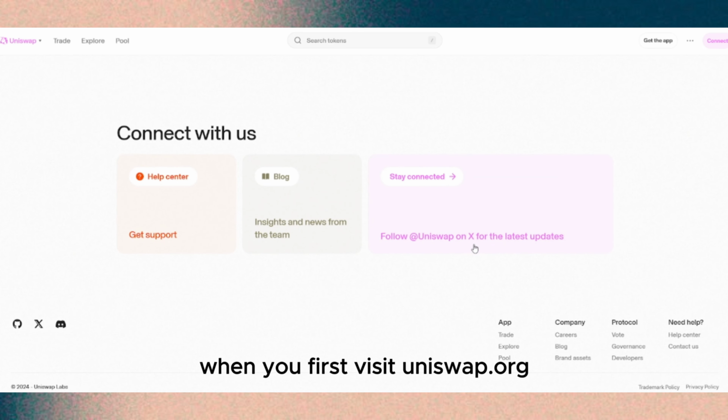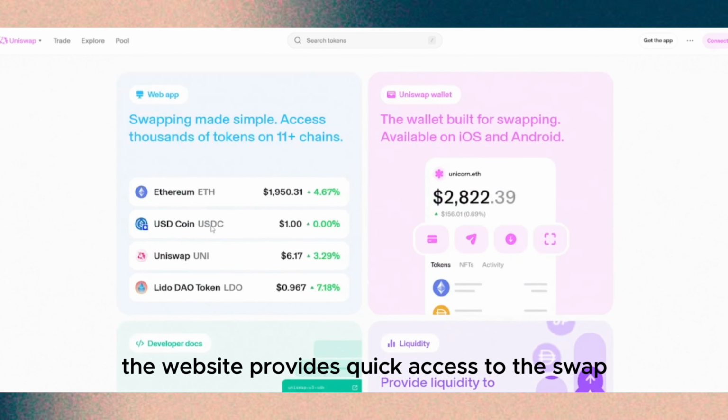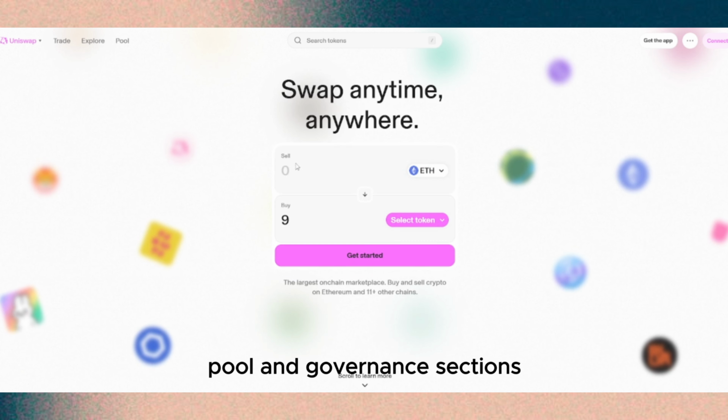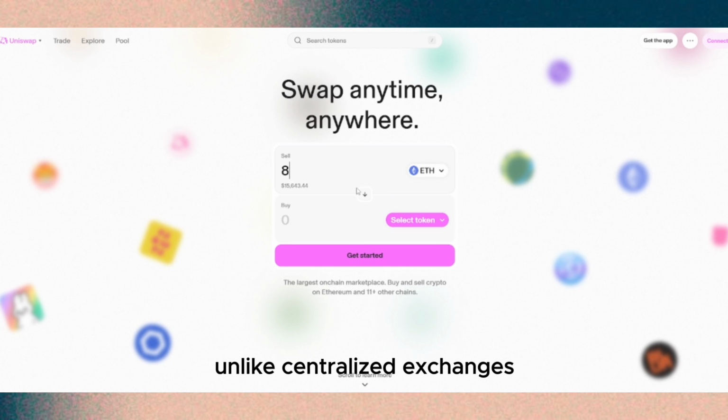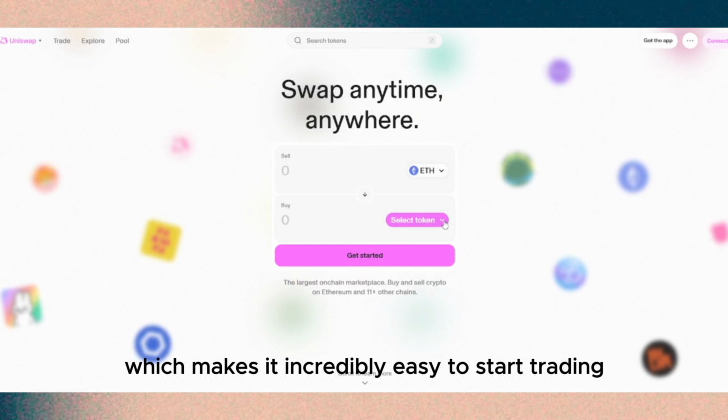When you first visit uniswap.org, you'll notice a clean and user-friendly design. The website provides quick access to the swap, pool, and governance sections. Unlike centralized exchanges, Uniswap doesn't require signups, which makes it incredibly easy to start trading right away.